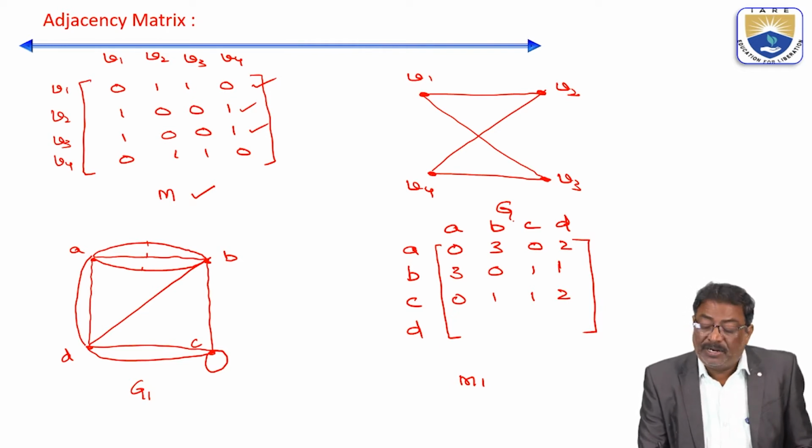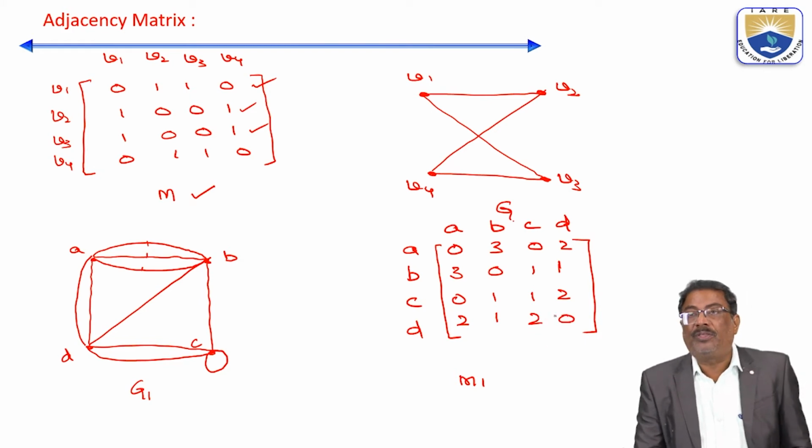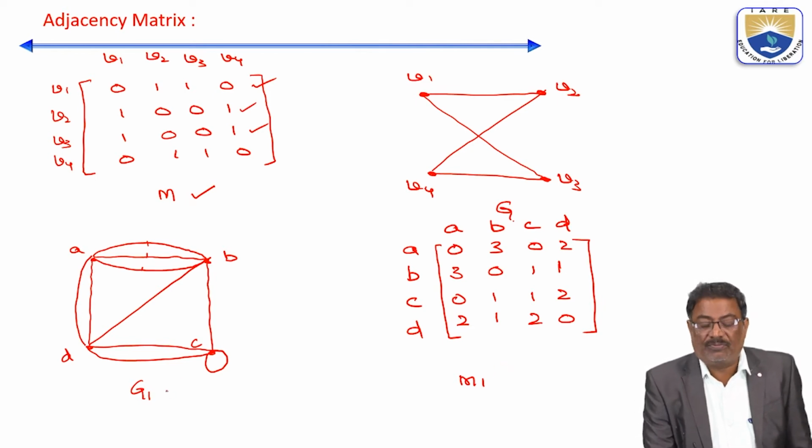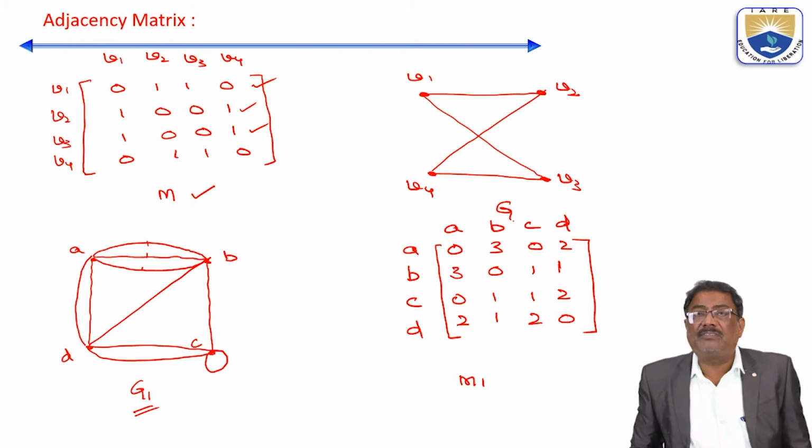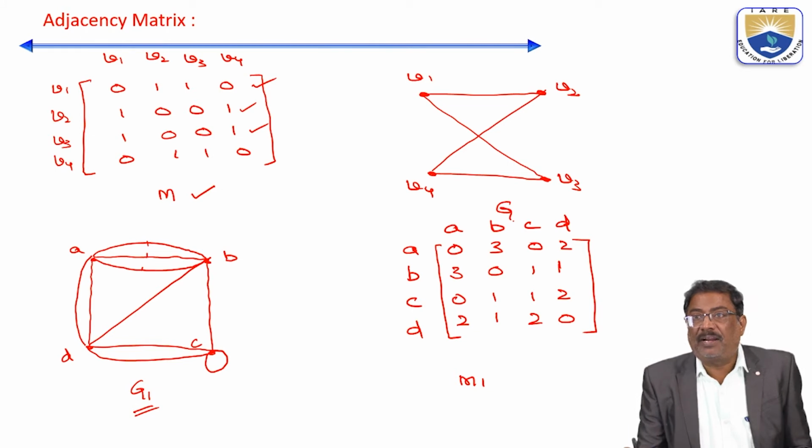And next, D to A, two edges. D to B, one edge. D to C, two edges. And D to D, there is no edge. So this is the adjacency matrix for the pseudograph G1. Now this is related to the adjacency matrices.